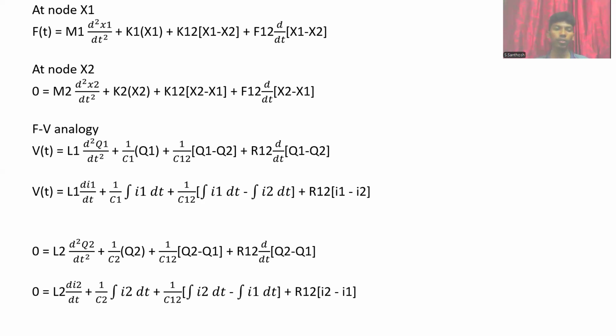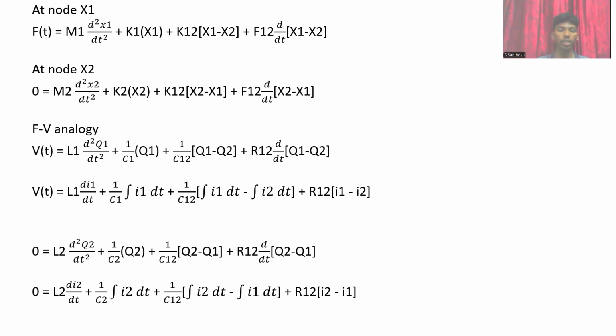So now let's go into the force voltage analogy equations. And then we'll construct a circuit for this equation. So force is equivalent to voltage, so it's converted to V of t. And mass is converted to inductance L1. And then spring constant to 1 by capacitance. And we derive this equation, and x is equivalent to charge q, so we replace x with q. And after replacing all this, we know that d square q by dt square is equal to di by dt. So we replace d square q by dt square with di1 by dt.